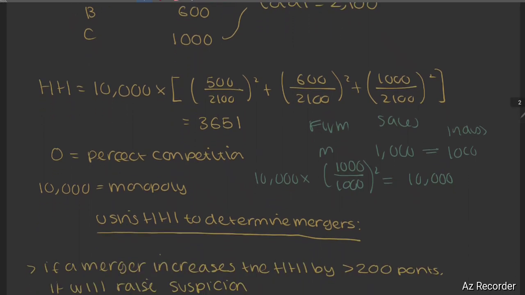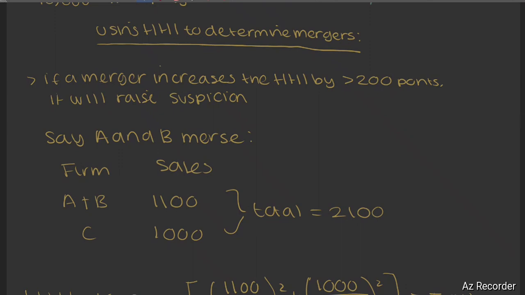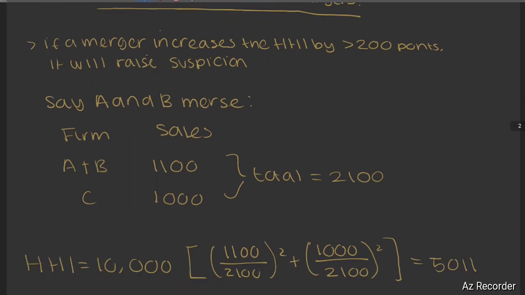Okay, so how do we use HHI in policy to determine whether a merger should be blocked or not? If a merger increases the HHI by over 200 points, it will raise suspicion by regulators. Regulators will investigate the merger and potentially block the merger if, again, deemed to harm stakeholders. So, say firm A and firm B merge. Now, firm A and firm B are producing 1,100 units. Firm C are producing 1,000 units. Again, that's still total 2,100 units.